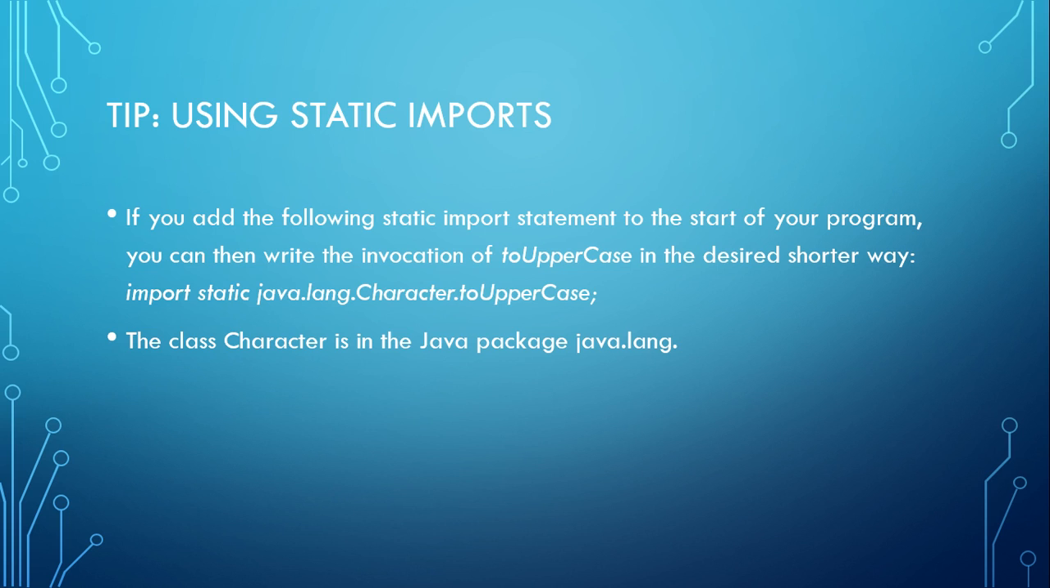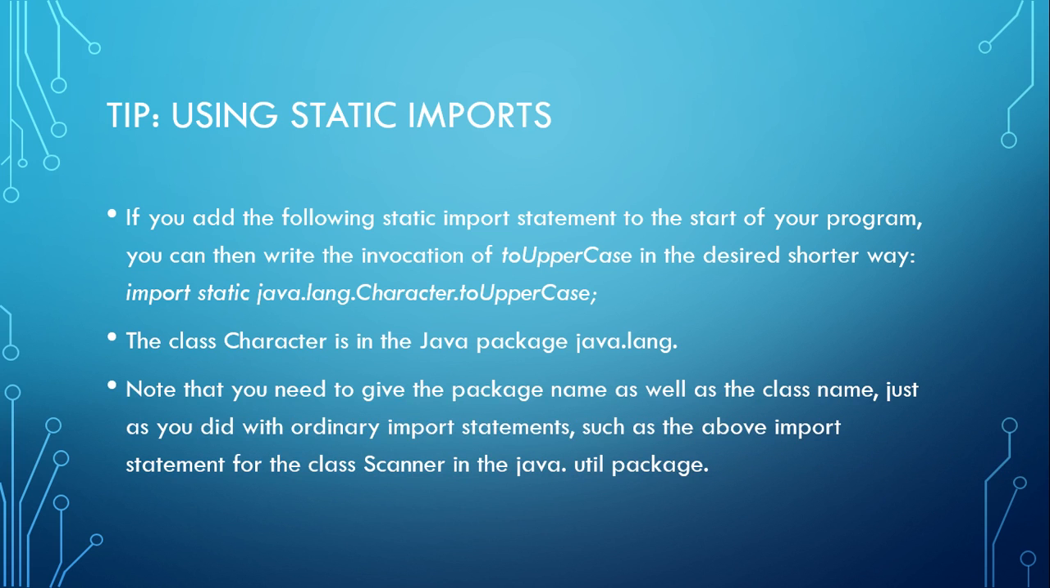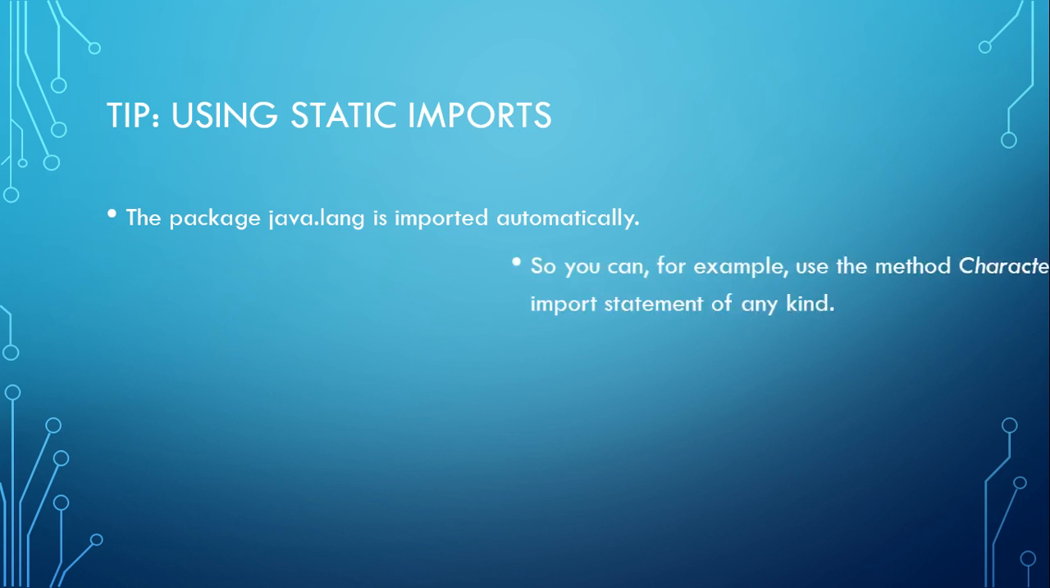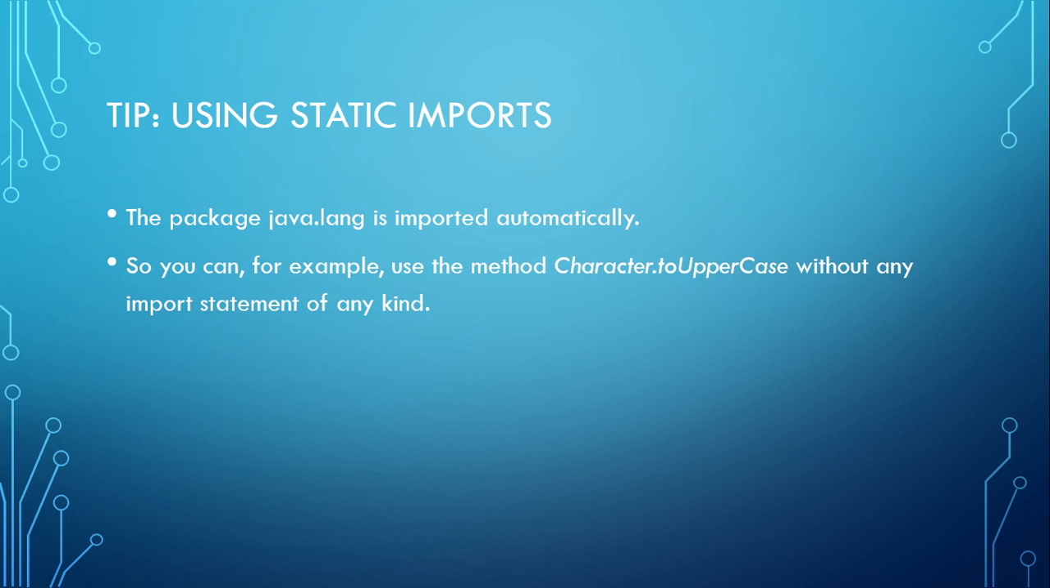The Character class is in the Java package java.lang, which we haven't really discussed much yet at this point, but it's another package that you can import besides java.util. Note that you will need to give the package name as well as the class name, just as you did with ordinary import statements, such as the import statement for the class Scanner in the java.util package. Now, the package java.lang is imported automatically. It's actually already in there. You don't have to necessarily go and do a whole bunch of them. If you want some subclasses, you can do that.